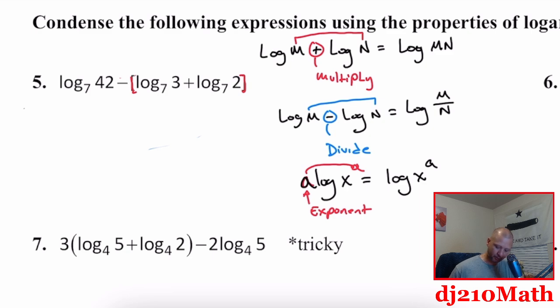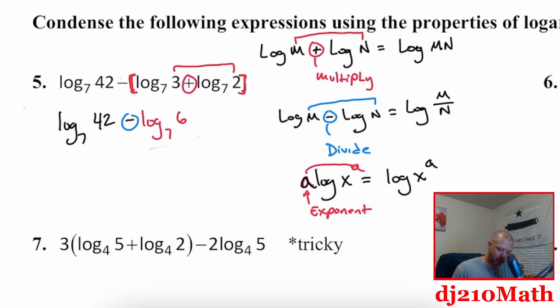PEMDAS says you always do parentheses first. So let's not distribute. Let's say you didn't even think about that. Most people wouldn't. Well, here, this is a plus sign. So this means multiply. So this is going to be log base 7, 3 times 2. 3 times 2 is 6. All right, in front is still minus. Log 7, 42.